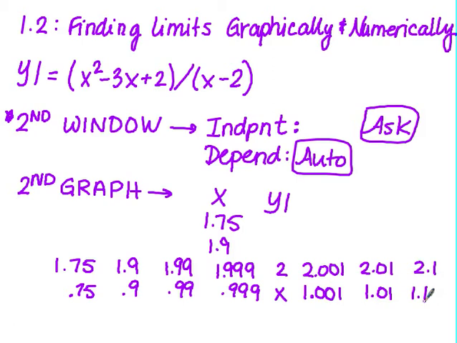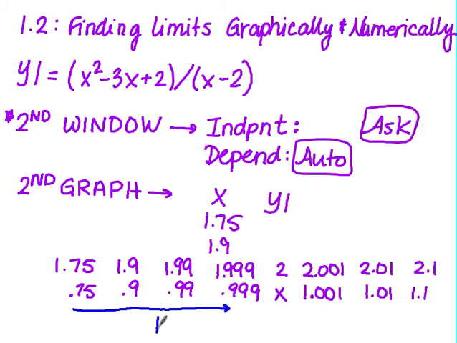Now, what is happening here is this graph is approaching a value. If I look at these values, I go from 0.75 to 0.9 to 0.99 to 0.999. As I get closer and closer to 2, what does this number get closer and closer to? To the number 1. Okay.